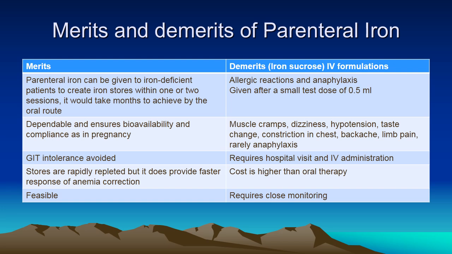Parenteral iron can be given to iron deficient patients to create iron stores within 1-2 sessions. Otherwise, it will take almost months to achieve the same effect by oral route. It is dependable and ensures bioavailability and compliance, particularly as in pregnancy. GIT intolerance is avoided and stores are rapidly regulated, but that doesn't mean that it provides faster response for anemia correction. The correction of anemia is the same whether given orally or parenterally, and it is feasible because parenteral iron can be given in 1-5 sittings.